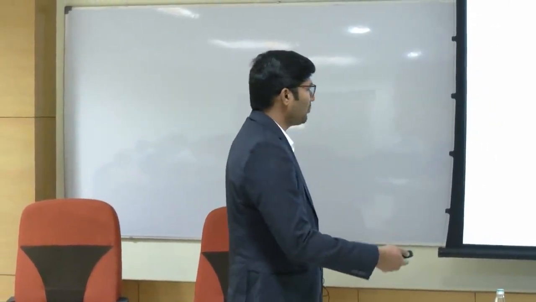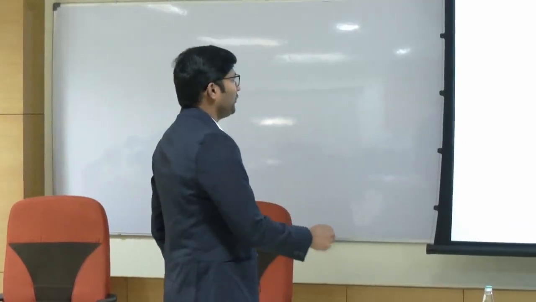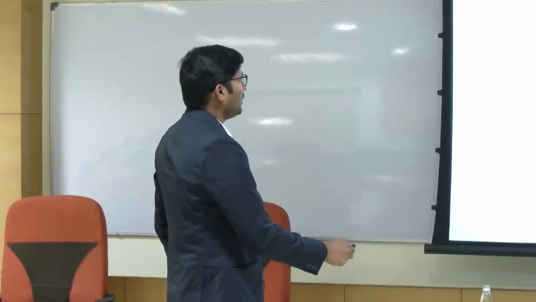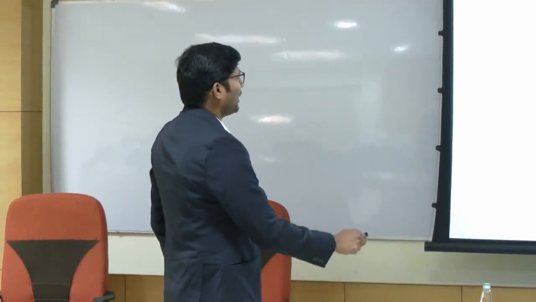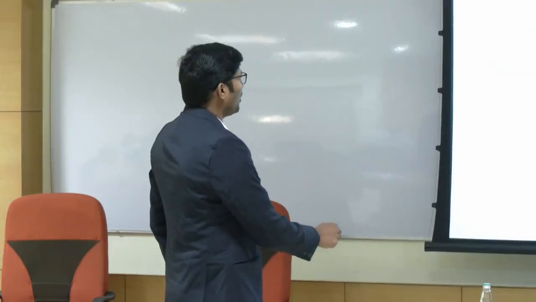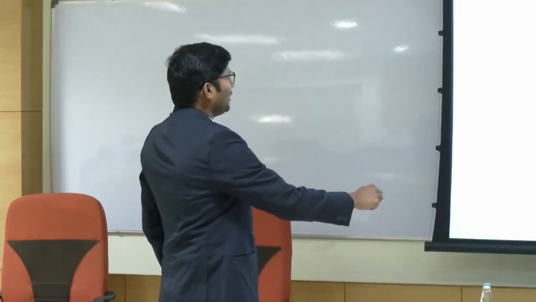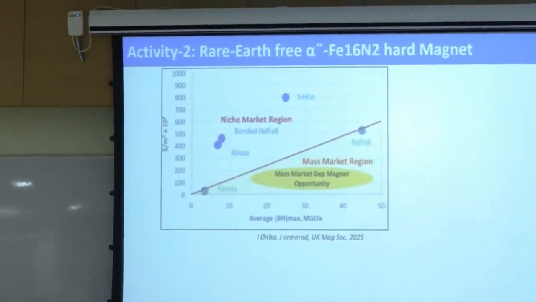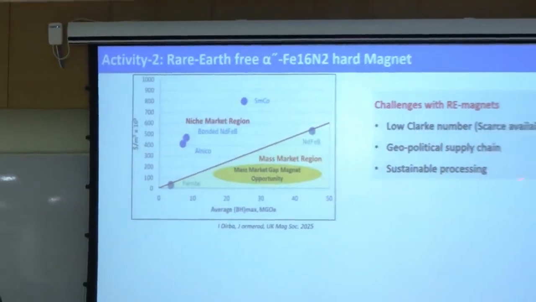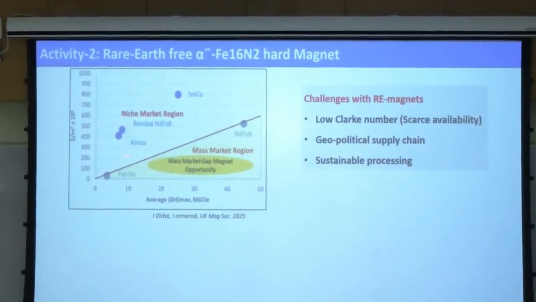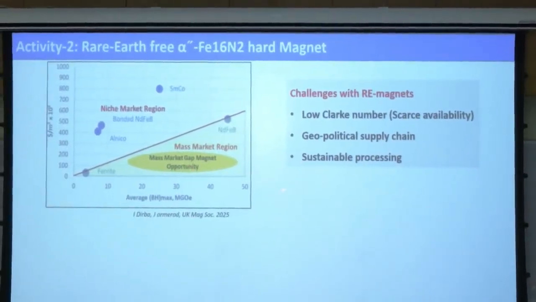Now we all understood the importance of a hard magnet, but unfortunately commercially if you see in the mass market category only two magnets are available. At the high end you have intermetallic neodymium, at low end you have a ferrite based ceramic material. There is no other magnetic material in the mass market category to fill this gap. So most of the time you have to use neodymium magnets. And this, we all know about the supply chain. The carbon footprint is enormous for these NdFeB magnets, and with the low Clark number, it's scarcely available.